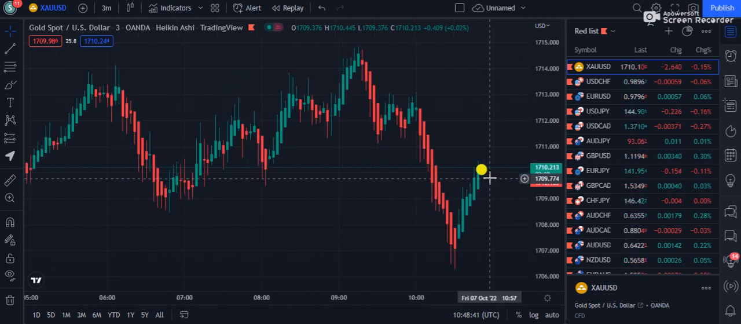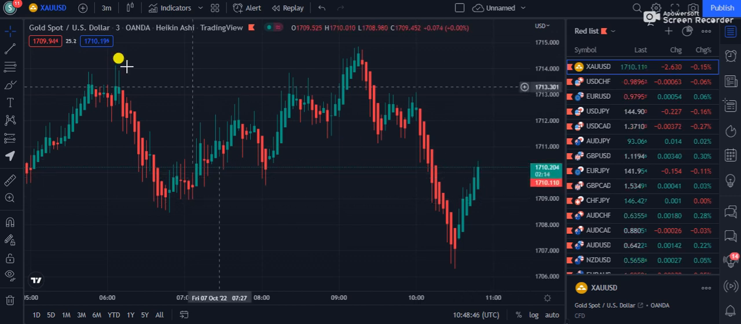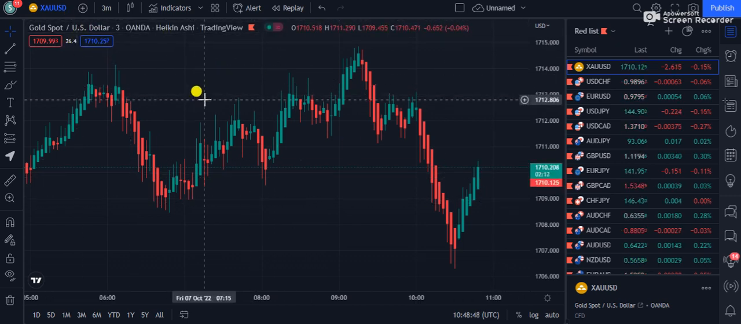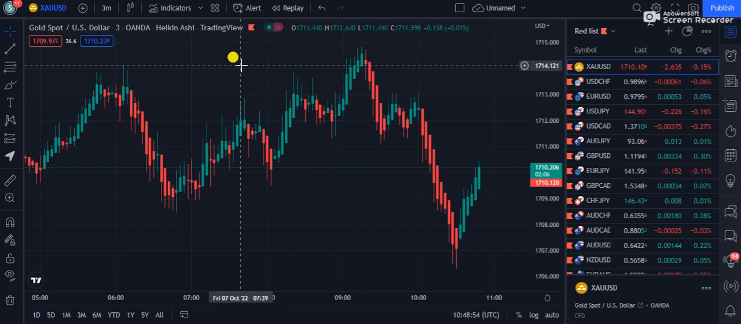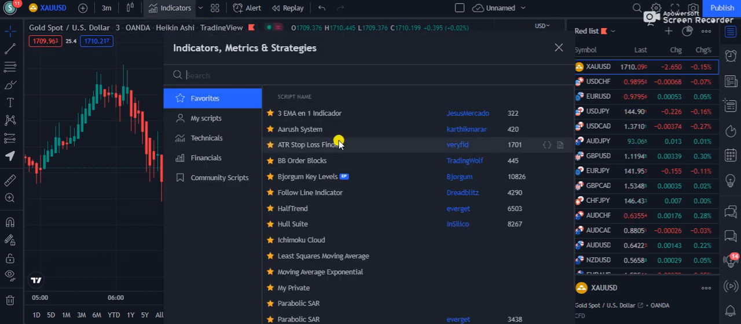So guys, this strategy is very simple. You can use this strategy on 1 minute, 3 minute, 5 minute and up to 1 hour time frame. And if you're a day trader, then definitely you can use this. And if you're an aggressive trader, then you can still use it on the 1 minute, 3 minute and the 5 minute time frame. So we will be adding a couple of indicators.